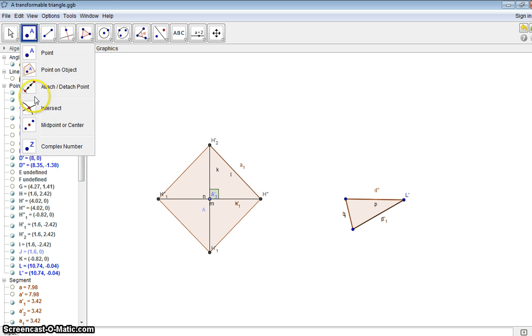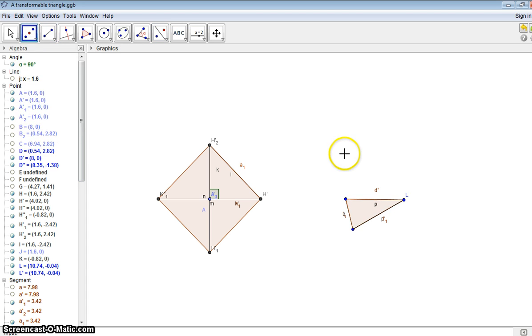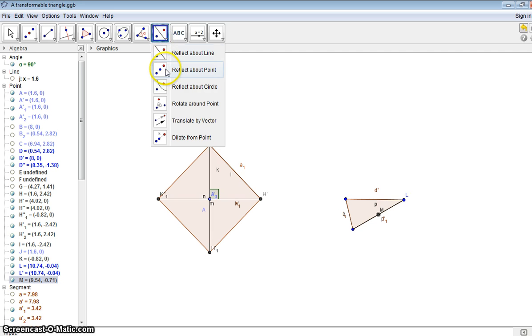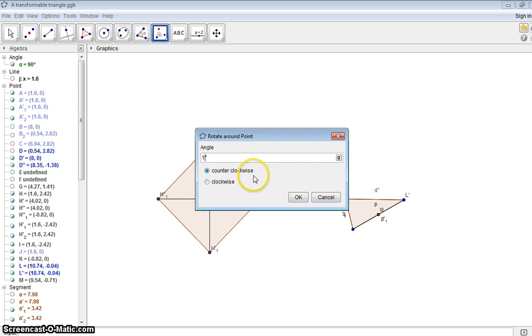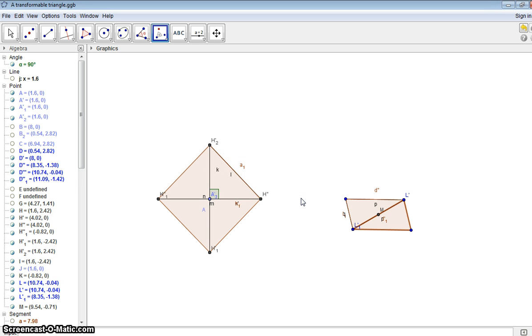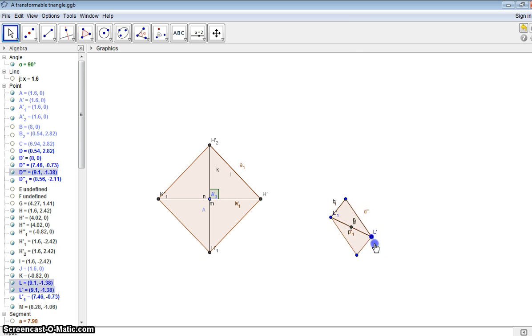I'll show you where the midpoint tool is. Midpoint of this segment. And remember that one of the transformations we played around with was to rotate a triangle around a midpoint 180 degrees. What kind of figure does that give me? Counterclockwise, clockwise, doesn't matter. And am I able to build the rhombus that I'm looking for? Well, not yet. So what would I have to have in order to get a figure that is a rhombus?